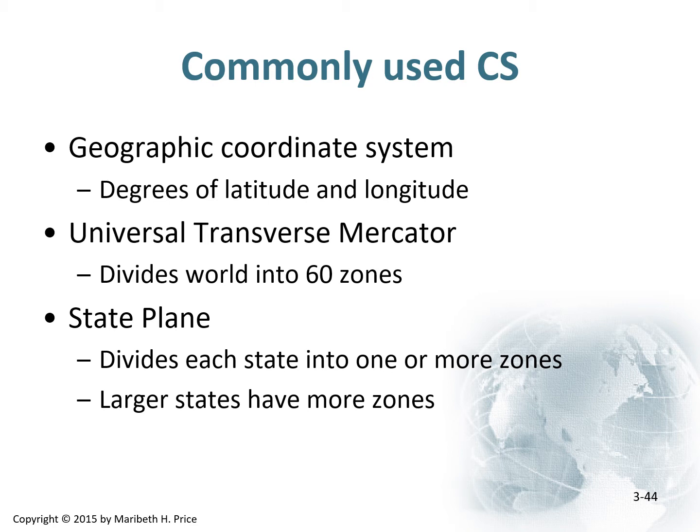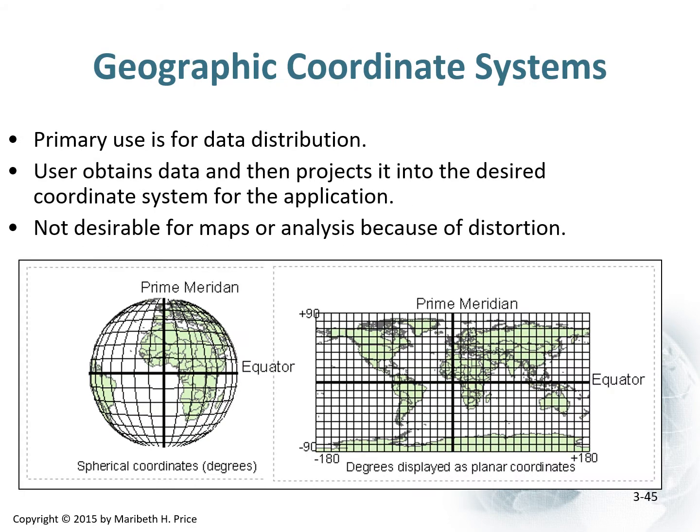Commonly used coordinate systems: GCS is really commonly used, but only for sharing data. The UTM system is used widely around the globe for doing work. The State Plane system is used here in the U.S. a lot, where each state has one or more zones that have specific types of projected coordinate systems that work well in that state. Let's talk a little bit about GCS, used to distribute data. It's not good for maps or analysis because it has specific types of distortion and unit issues that you really can't work with.